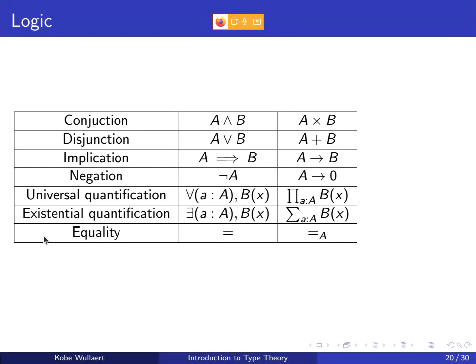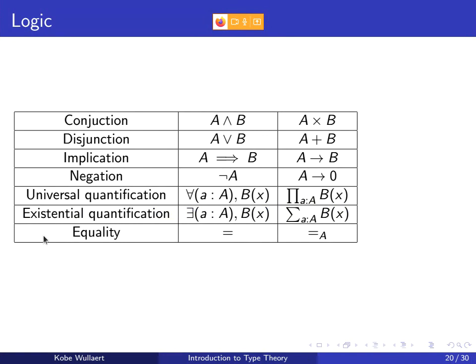You can then define implication as the function type, and the conjunction, in other words the product, is like a special case of the dependent sum type. You can also define the sum type, but this is something which I did not do.